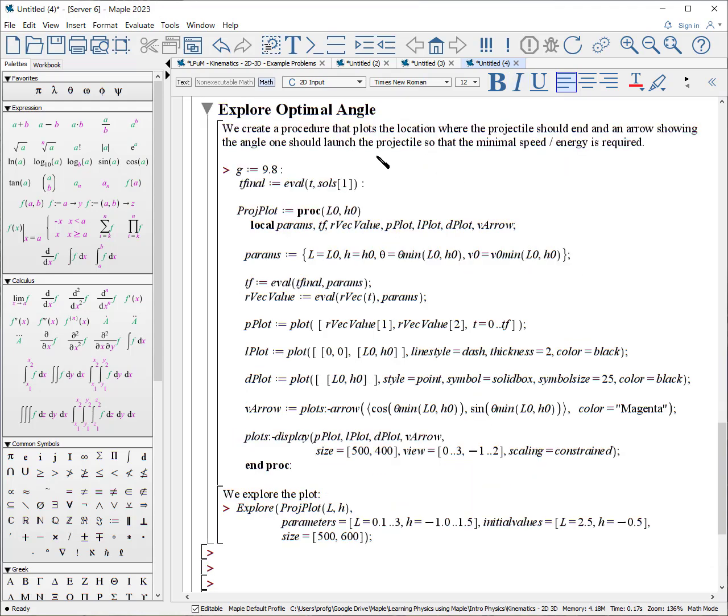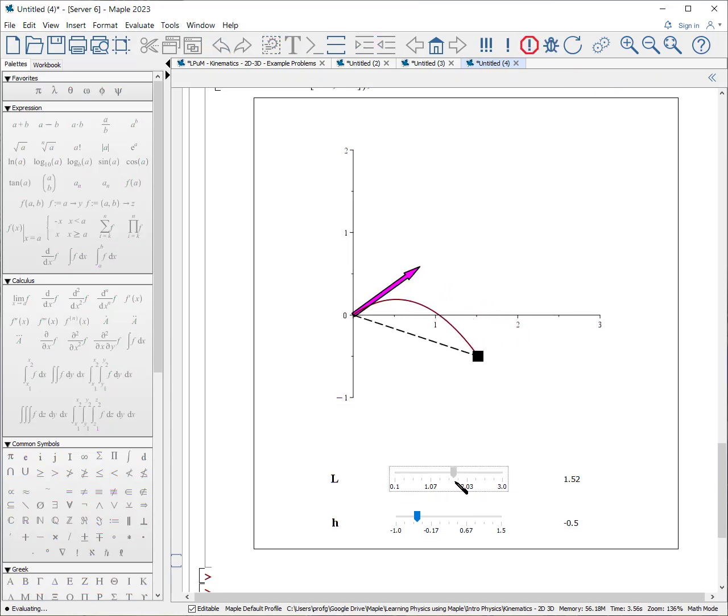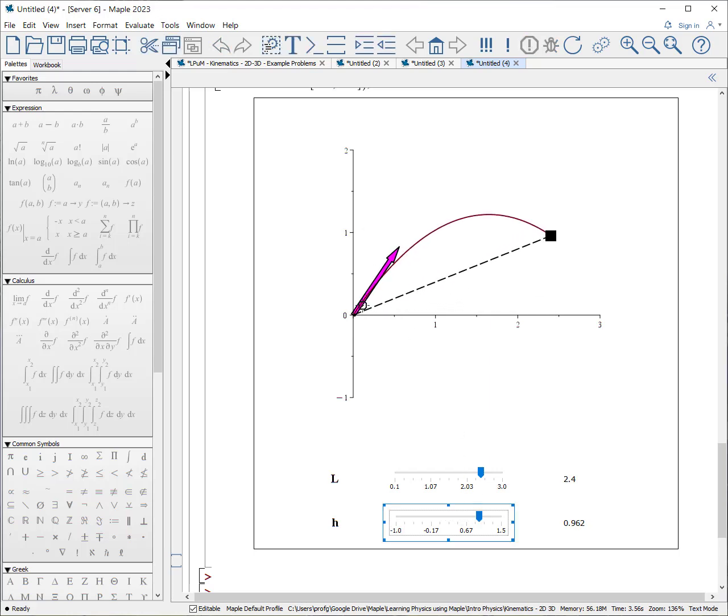And as a bonus, I made another explorer of the plot. This projectile plot will consist of many components which we explore. The advantage here is that you can change L, the distance it travels, and the height at which it has to reach the object, and you can see the launch angle. You can download the document associated with this video and play with the Explore app. If you do, you will notice the optimal angle bisects the angle between the line towards the basket and the vertical axis.